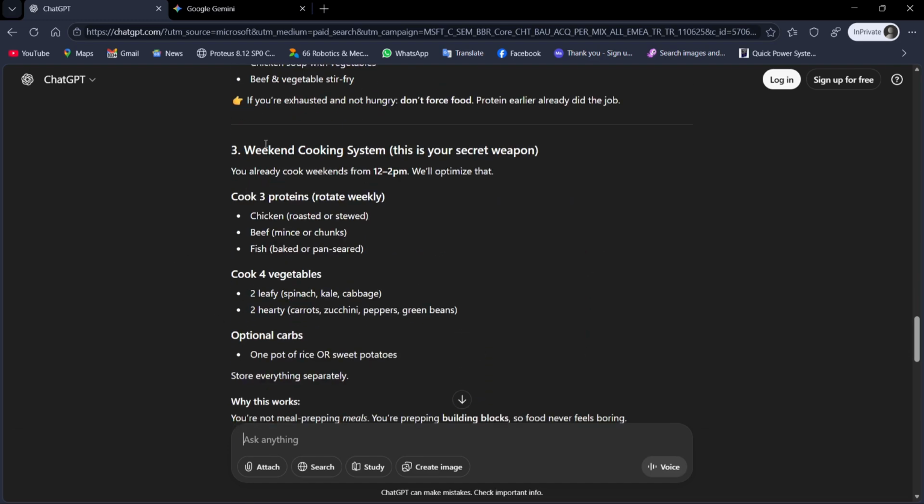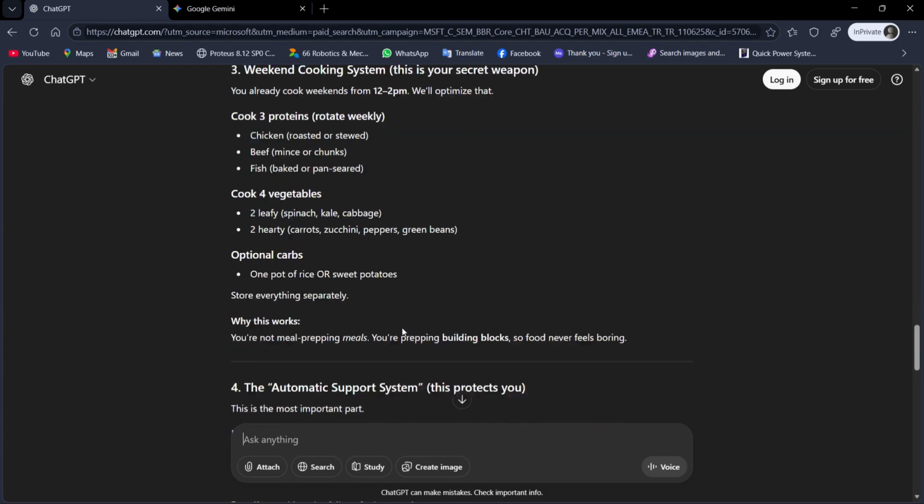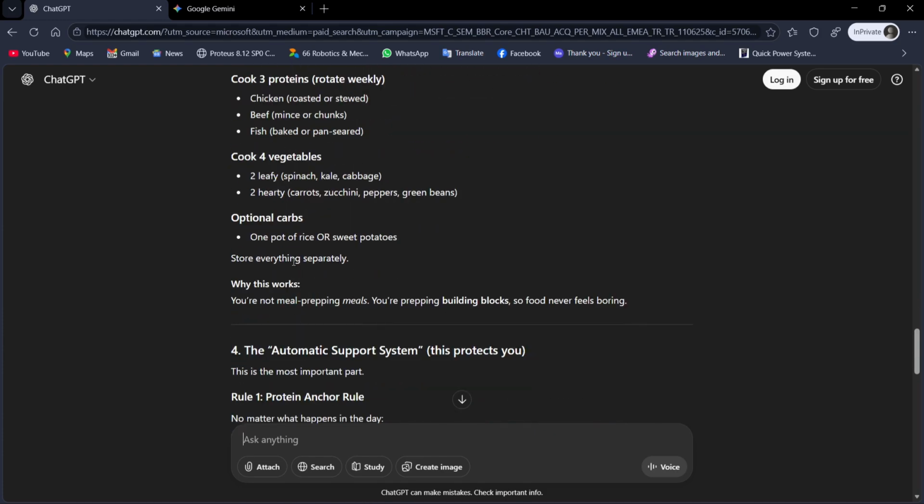Then the third, we have weekend cooking system. This is your secret weapon. You already cook from 12 to 2 p.m. We'll optimize that. Cook three proteins: chicken, beef, and fish. Baked or panned, minced or chunks, roasted or stirred. Vegetables: two leafy greens, two hearty: carrots, zucchini, peppers, green beans. Optional carbs: one pot of rice or sweet potatoes.